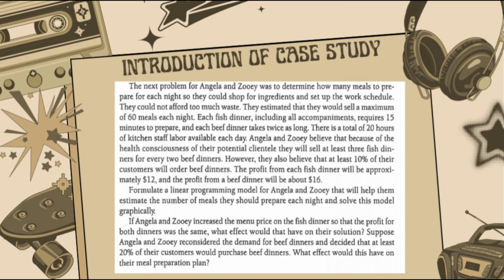For the objective function, it is about maximizing profit, where each fish dinner earns a profit of $12, while the profit for a beef dinner is $16. For the further questions on the theory, I will explain later. I already mentioned the constraints and the objective function. So let's take a look at the solutions for further information to solve this case study by using the graphical method.